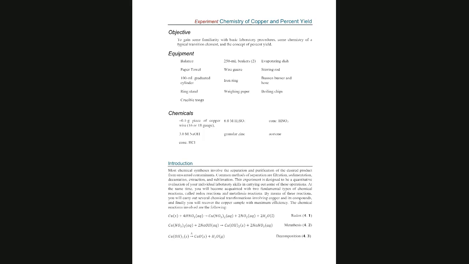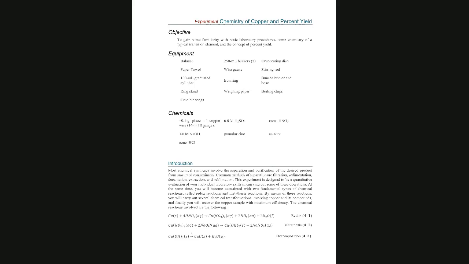So everybody sees the page of the experiment. It is written as if you are in the lab, as if you can actually perform this experiment. So in the introduction, basically, they are giving you the 5 reactions that you are going to perform.